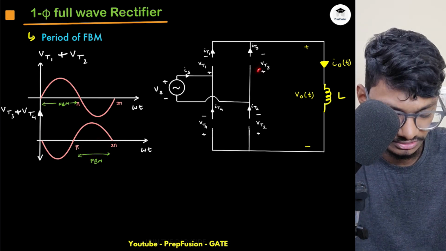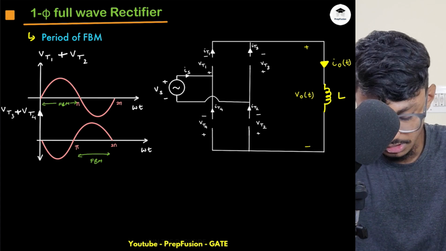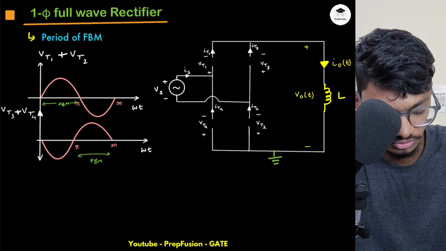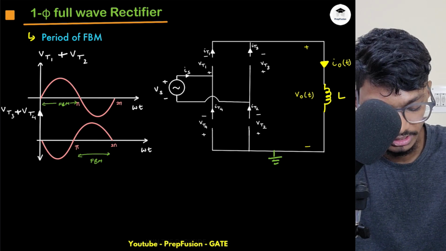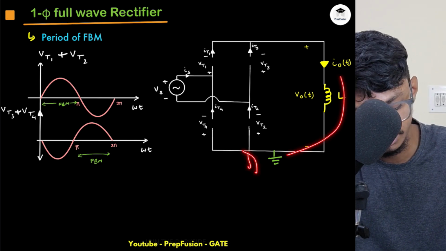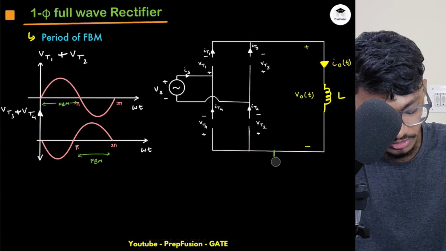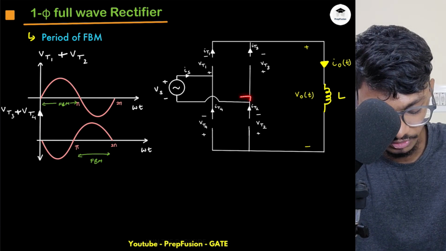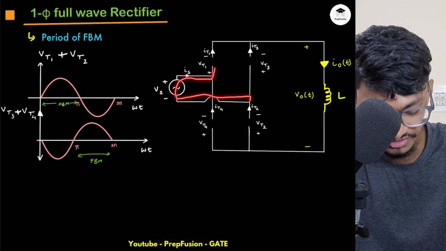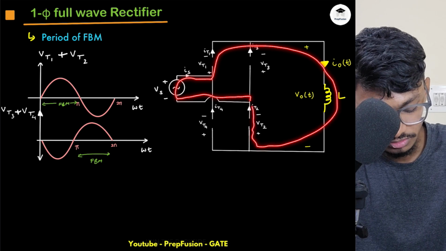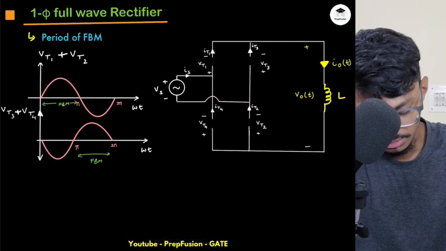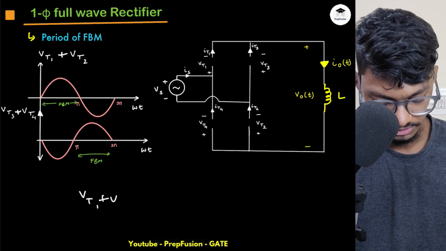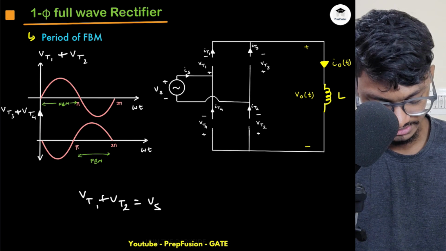And if you want to compute the voltages, what will happen? Initially this inductor has 0 current, hence the rate of change of current is also 0, so this will be grounded. Or I don't need to assume ground here. What I can do is simply apply a KVL. I can start from this point: minus Vs plus VT1 plus VT2 equals 0. So VT1 plus VT2 will be equal to Vs.